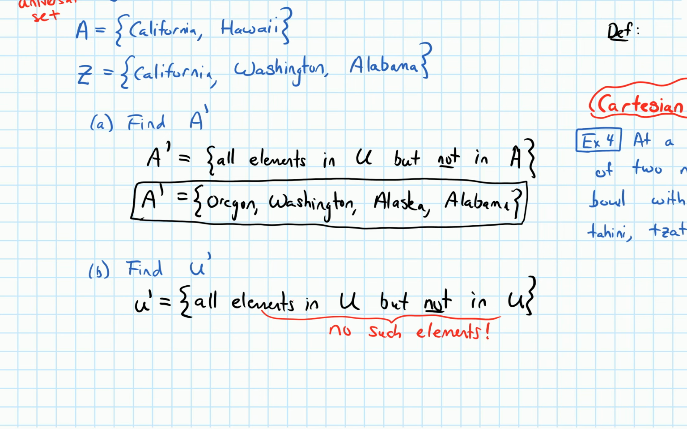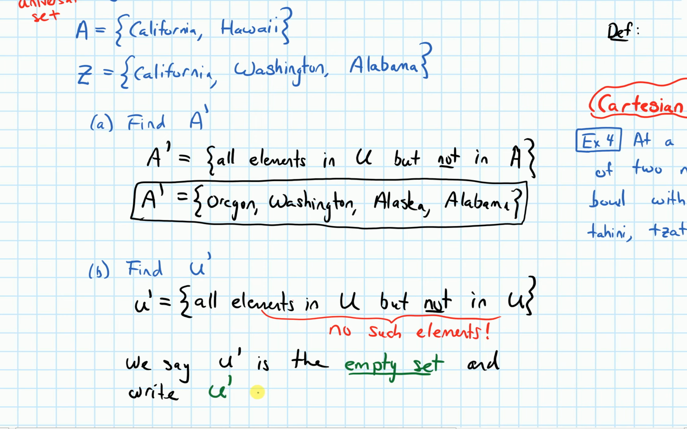There's actually an interesting paradox about sets involving elements being in a set, but also not being in it, which we'll talk about later. So for right now, let's just focus on this example. So because there are no such elements here, we say that the complement of U is the empty set. That's what a set is called when it has no elements inside it. And the notation for this is we would write U complement equals, we put this circle and a slash through it. And that's the notation for the empty set.